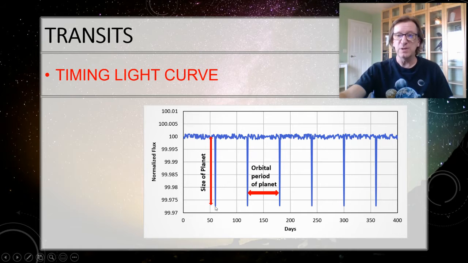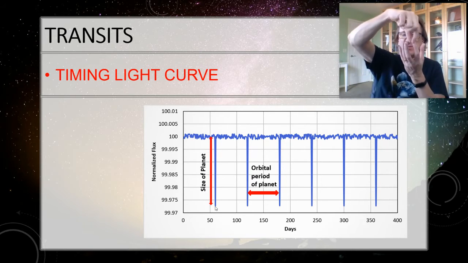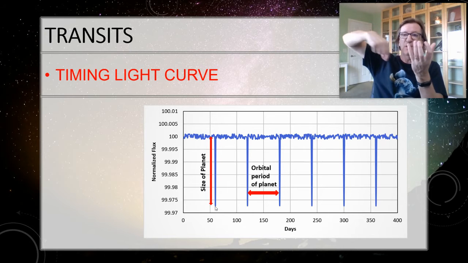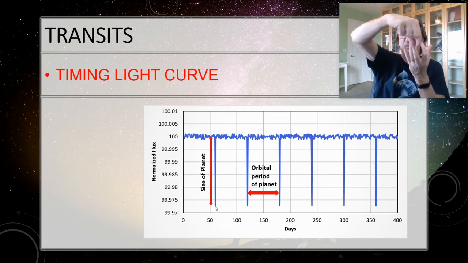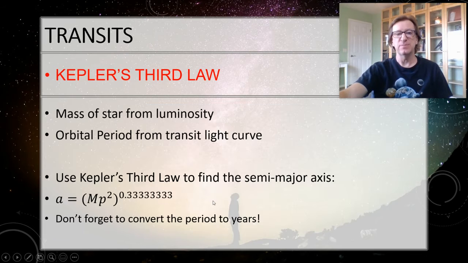So what you always want to do, you need 2 dips. That's when the planet goes around in front of the star the first time, until it comes around to the star the second time. So all you need to do is read off the days for this one, read off the days for this one, subtract them. That's the orbital period in days. So in order to do this, we're going to use Kepler's third law that we just talked about.